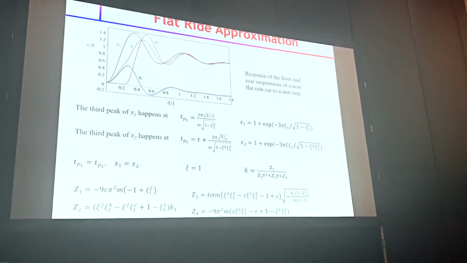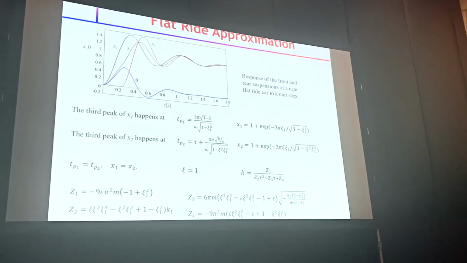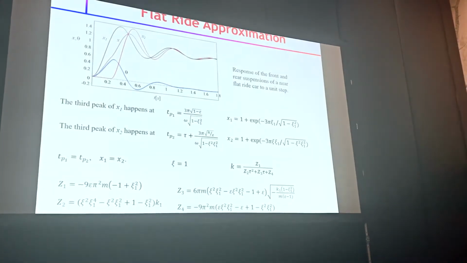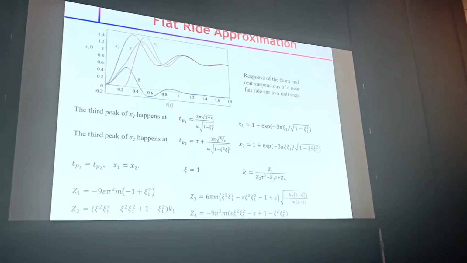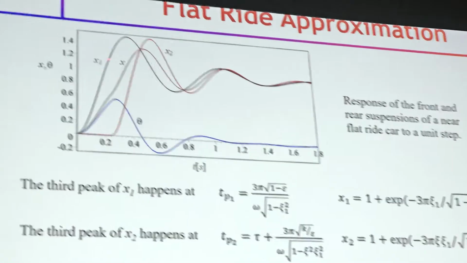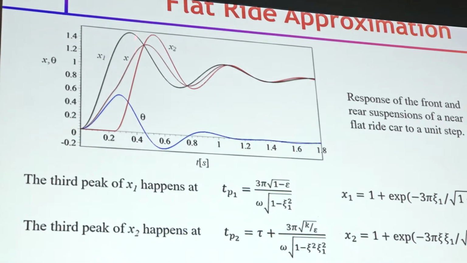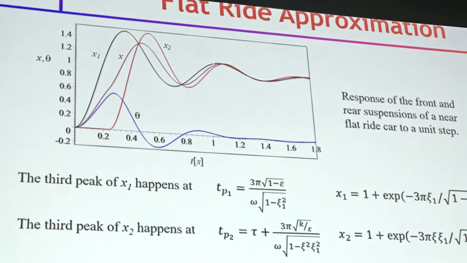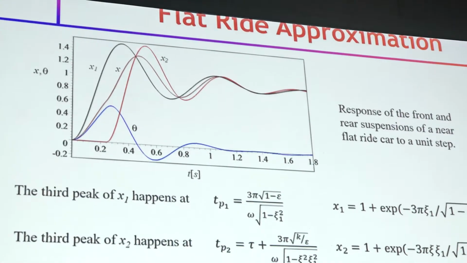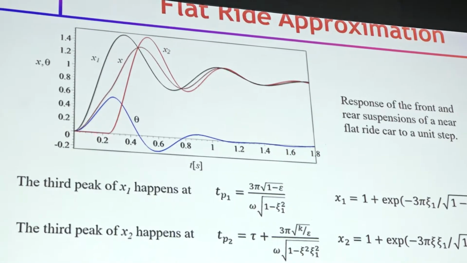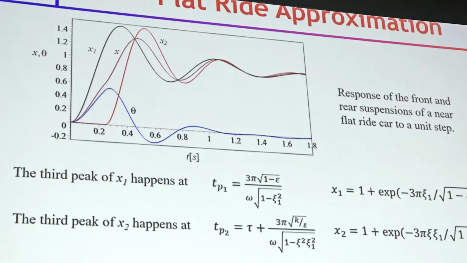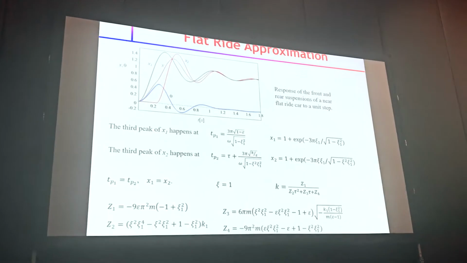Let's take a look at what I'm talking about. This is actually a good design solution. This is the first peak, second peak, third peak. Again, the black line here is vibration of the front of the car. First peak, second peak, third peak, fourth peak, and so on. X2 is vibration of the rear, and as you can see, X2 has a lag, and then theta is the pitch mode. Our job is to kill this.